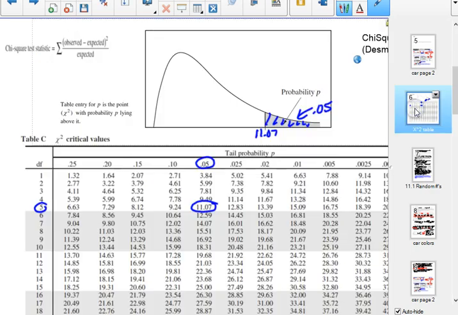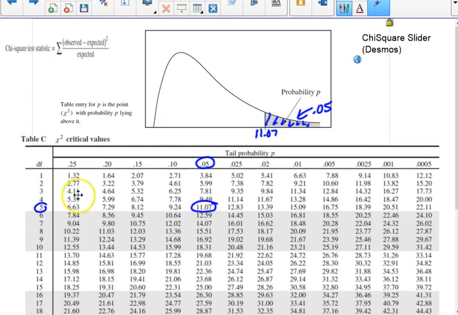There we go. In my chi-squared table, what I want to point out is our degree of freedom is over here. Here's our alpha level, and if we find where the column and the row intersect, we see this number, 11.07. This is known as the chi-squared critical value. This is the value of chi-squared that cuts off the tail on the right side of the distribution.